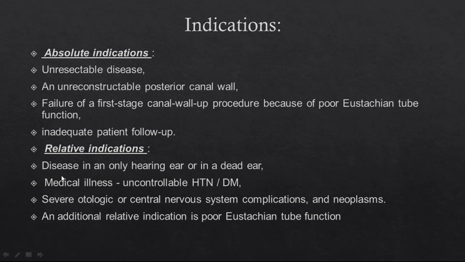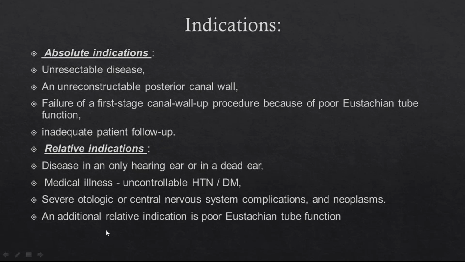Then the relative indications are disease in the only hearing ear or in a dead ear, and medical illness like uncontrollable diabetes or hypertension, severe otologic or central nervous system complications and neoplasm, like some intracranial complications secondary to cholesteatoma, or if the patient has developed severe labyrinthitis or petrositis. So in those cases it is always better to go for a canal wall down surgery. And neoplasm, mostly squamous cell carcinoma of the external ear or squamous cell carcinoma of the middle ear. So in those cases also you have to go for an MRM.